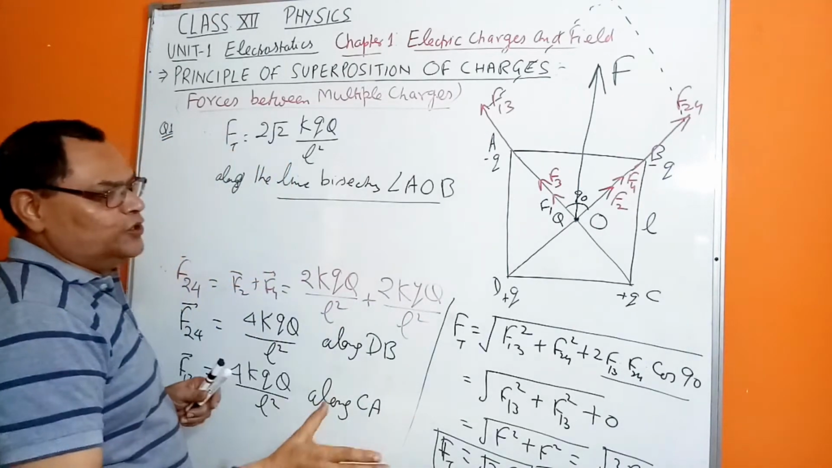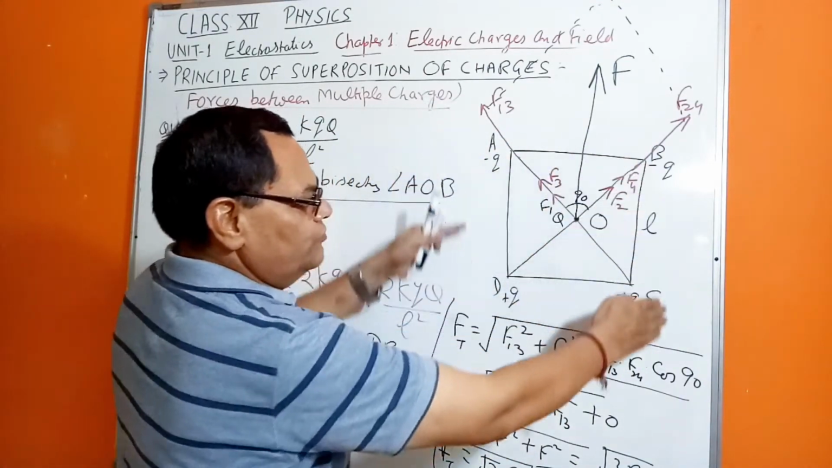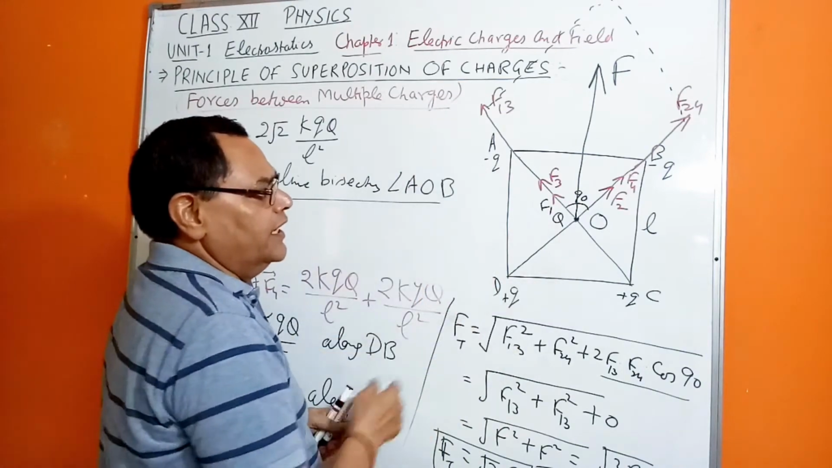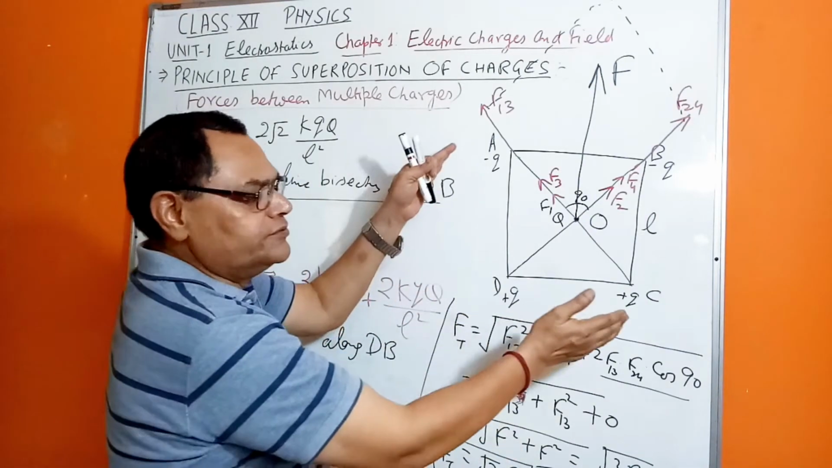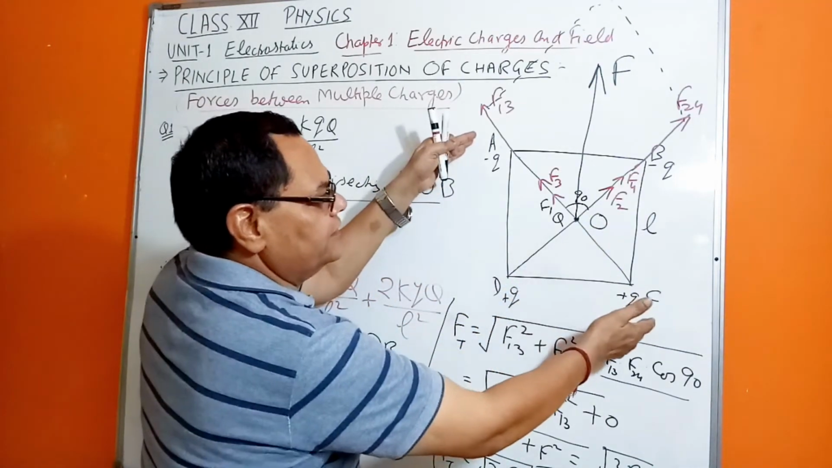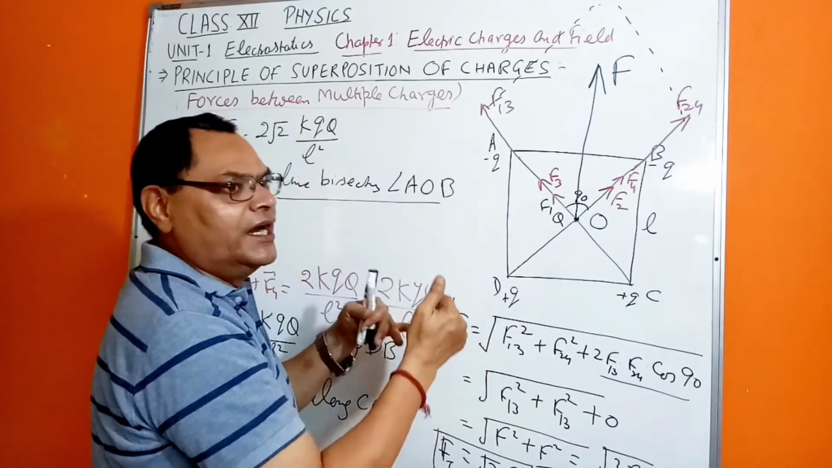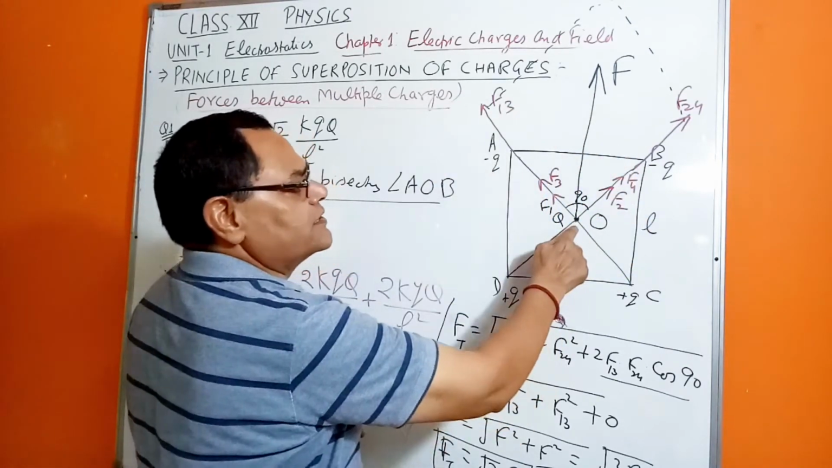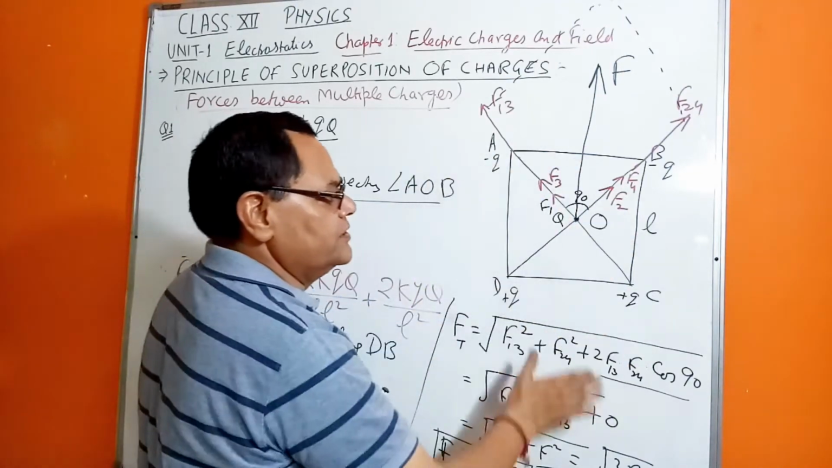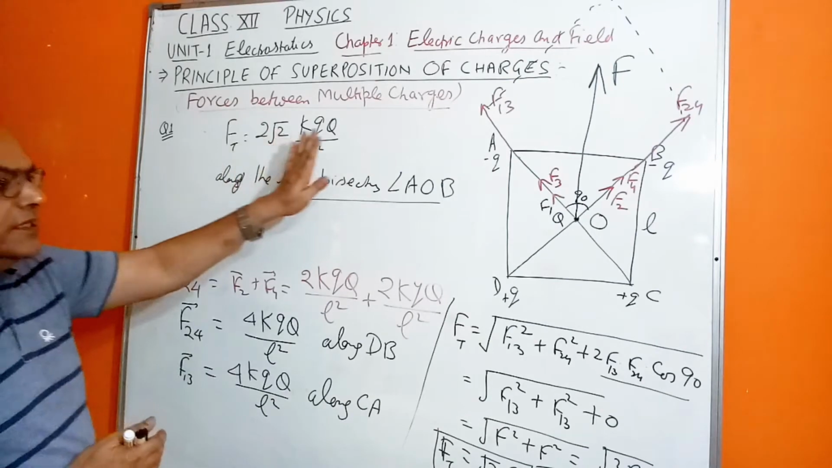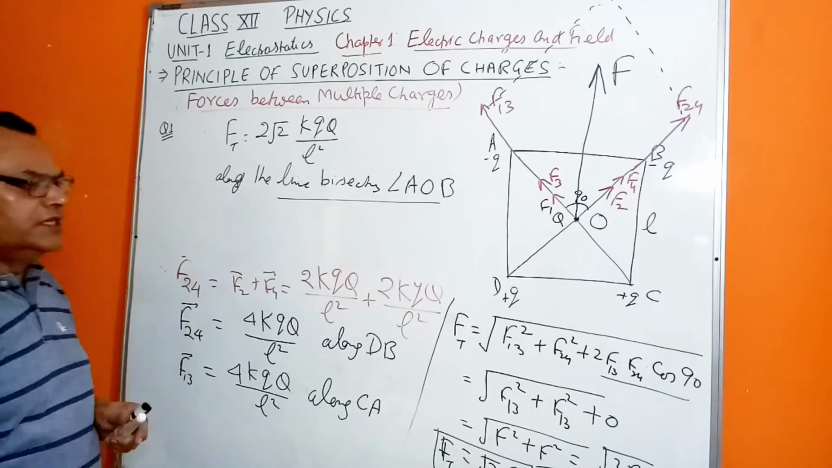Clear? I hope you have understood the difference. So always remember, whenever there is a numerical problem on the square, if the charges at opposite corners are of similar nature and of equal magnitude, and these corners are also having charges of similar nature and of same magnitude, then and only then the resultant force is 0. But if the signs are different, then it will not be 0. You will have some resultant, and we can solve the question in this manner. Clear? So this was one important question. So let's continue.